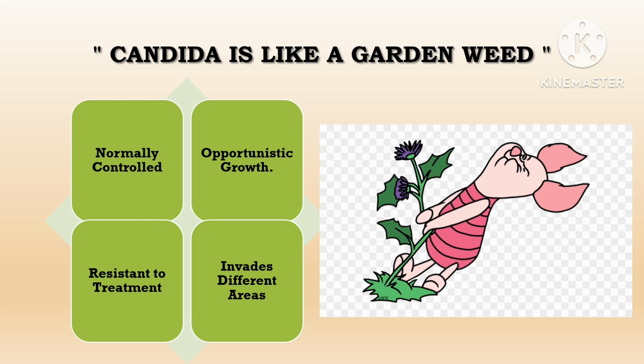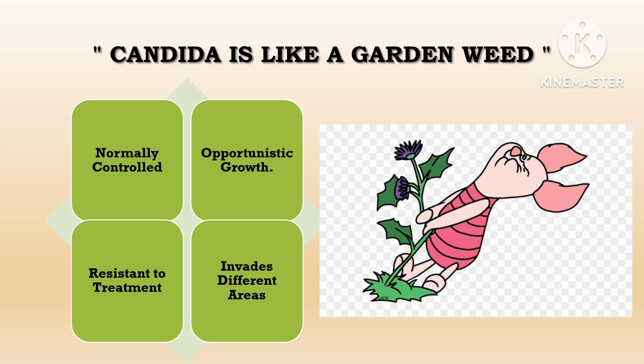Candida can be described as a garden weed, which is normally controlled. Just like weeds can coexist in the garden without overtaking it, Candida exists in the body naturally without causing harm. They are both opportunistic in nature. When conditions are right, such as when the garden is neglected, like when the immune system weakens or after antibiotic use, the weeds can grow out of control and take over.